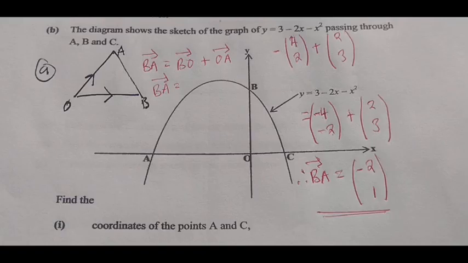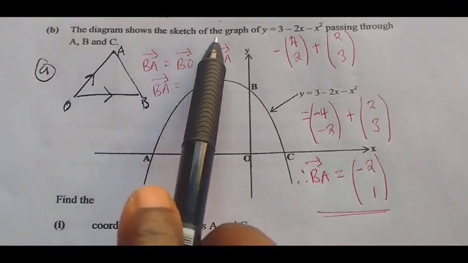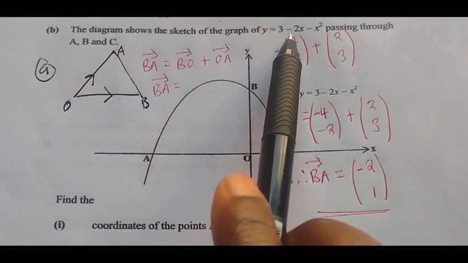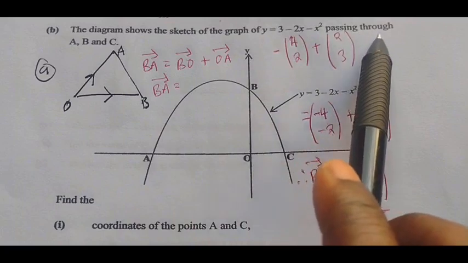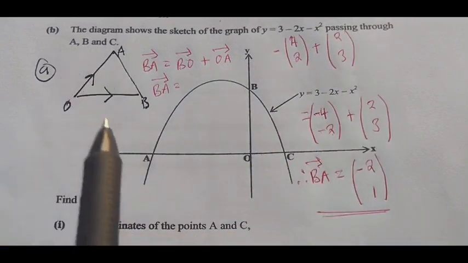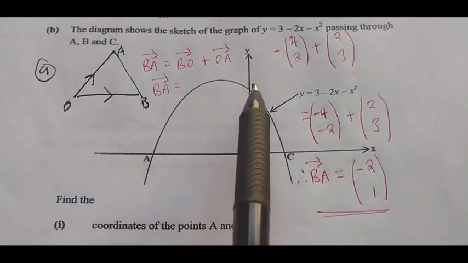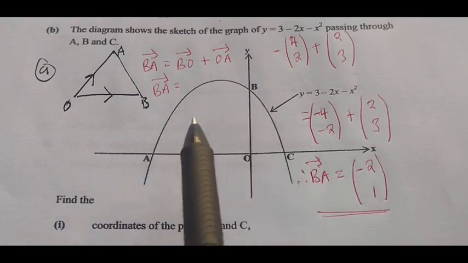I hope it's clear. We now move on to question B. The question is right here. The diagram shows the sketch of the graph of y equals 3 minus 2x minus x squared passing through A, B, C. So you can see we have the points A, B, C. So this is the parabola. We are looking at the y-intercept.